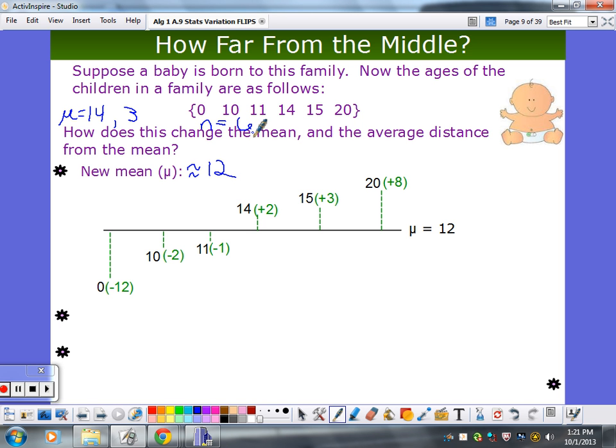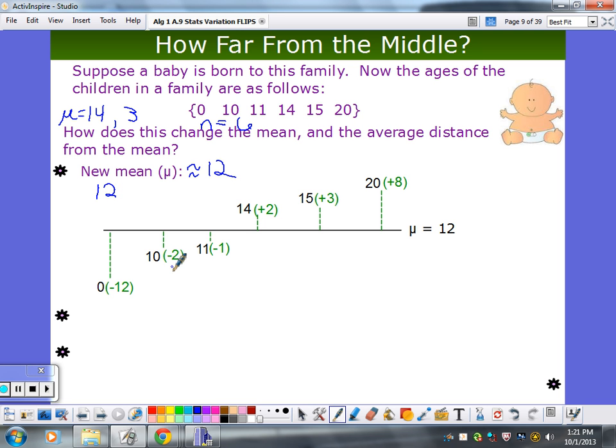6, right? Now there's 6 kids. So we're going to get a lower mean. So what does that do for our numbers? This child was a baby. He's 0. He's 12 years below the mean. We're going to use 12 to say he's 12 years away from the mean.